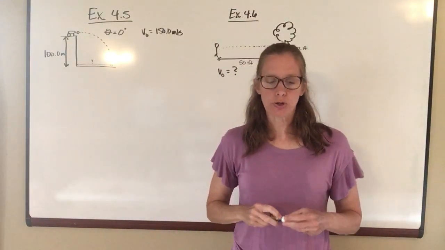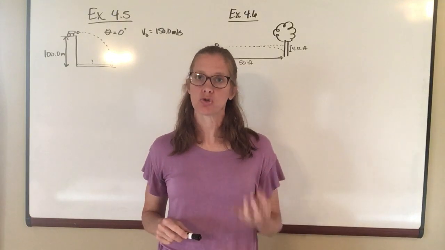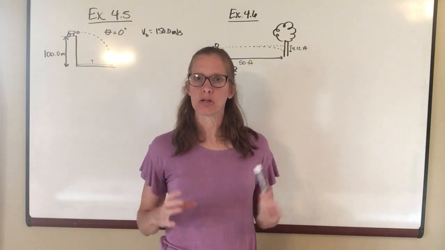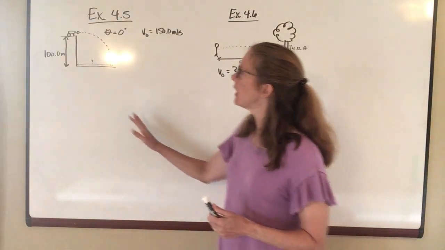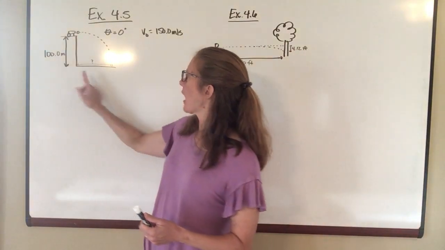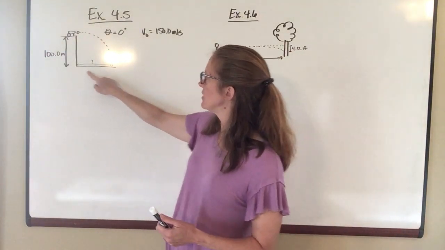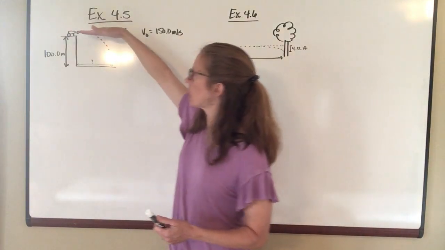And again, if they don't provide a picture for you in the problem, you need to draw one so that you can be sure that you can see exactly what's going on. So here's my cannonball being shot off of a cliff. It is 100 meters high. I'm trying to find this displacement. Theta equals 0 because it's being shot horizontally.